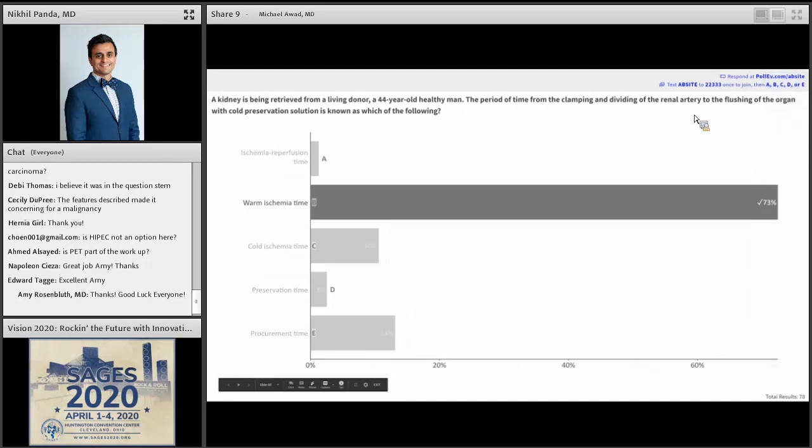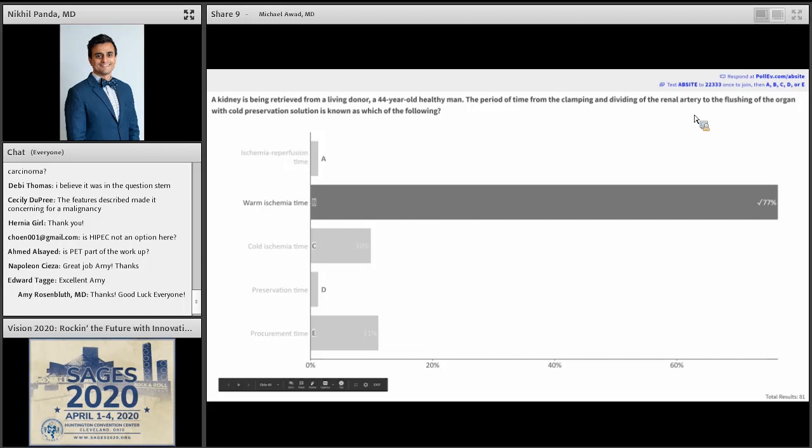Great. So warm ischemia time is the correct answer here. So remember, the question's asking about the time between clamping and dividing of the renal artery in the living donor, and then ultimately preparing the organ on the back table, flushing it with cold preservation solution, and that's what we call the warm ischemia time. Properly, it's defined as the cessation of arterial inflow to the kidney to the time of preservation installation.